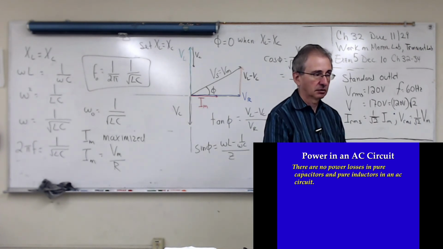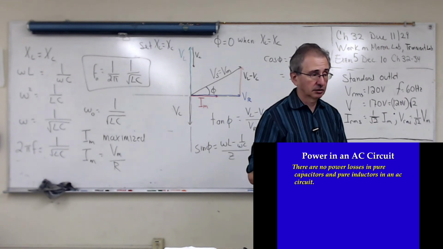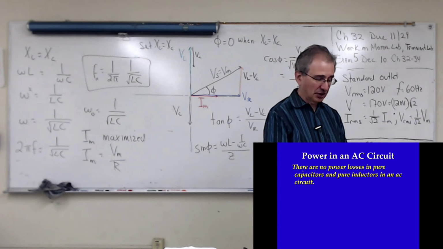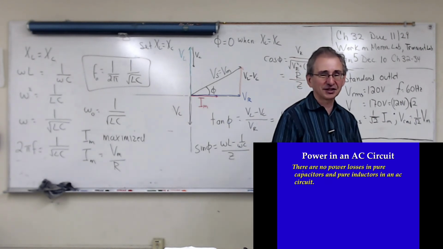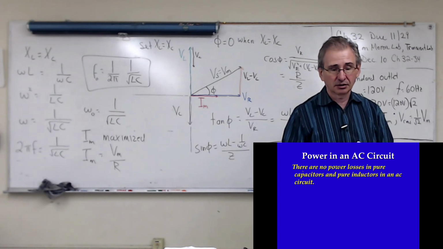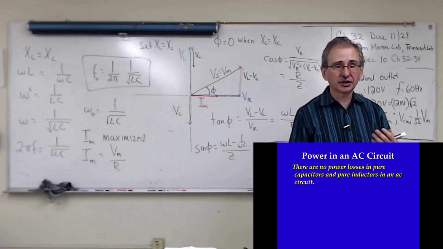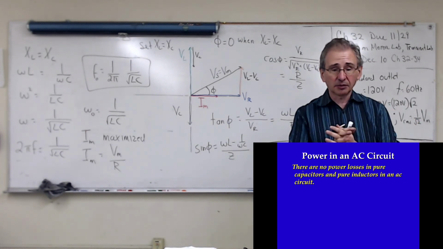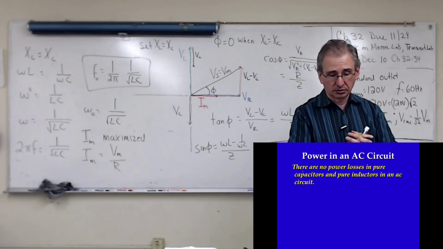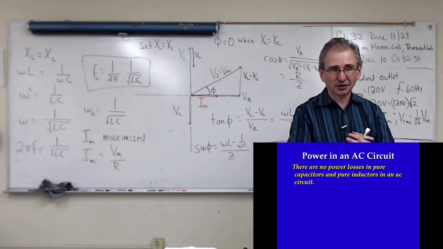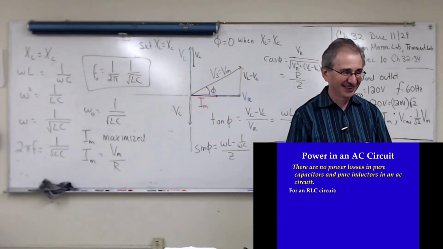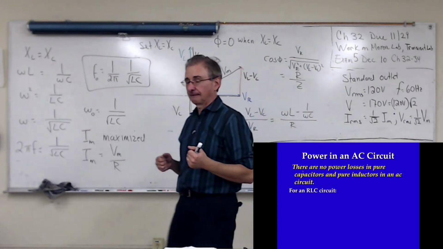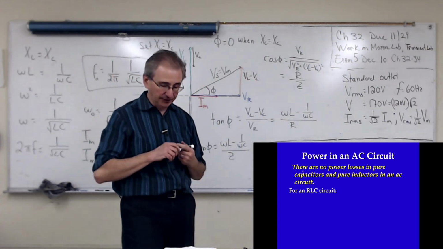So, in an LRC circuit, there's really no power loss as a result of the inductor or the capacitor. Your power loss is due to the resistor. There's no power loss due to the inductor. There's no power loss due to the capacitor. There's only power loss due to the resistor. Now, when I talk about the inductor, I'm assuming an ideal inductor. So what's the power loss in the RLC circuit?